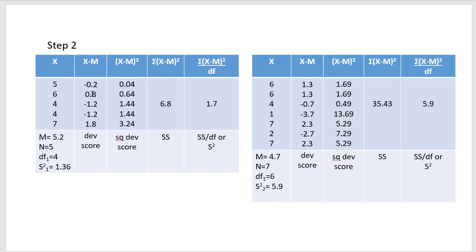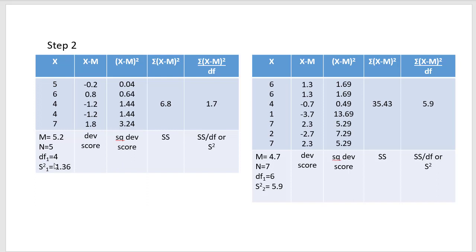In order to calculate the mean caffeine scale, I took each sample and I calculated the mean of each sample: 5.2 for morning people and 4.7 for not morning people. Sorry, I should have done a better job of labeling that, but population 1, population 2. I calculated their deviation scores, the squared deviation scores, the sum of squares, and then eventually I calculated the estimated population variance for group 1. I did the same for group 2, and I got an estimated population variance of group 2 of 5.9 and an estimated population variance of group 1 of 1.36.